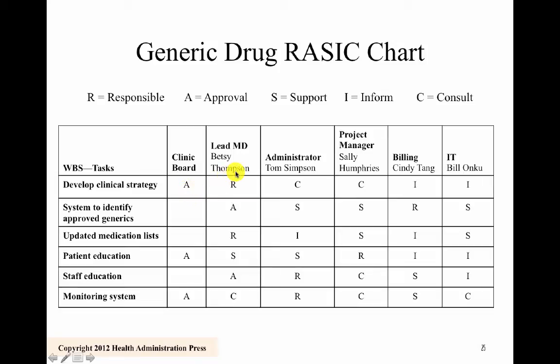Okay, Betsy Thompson, who's involved in this project, she is responsible for some things, and then she also has approval authority on some things. So you can see who is responsible, who has the approval authority, who is there simply to support, or who's there to inform. And then consult, which is what you'd consider probably your lowest level of authority or responsibility. Again, the benefit of this is I can be Bill Anku right here and know what my role is in each of these tasks.